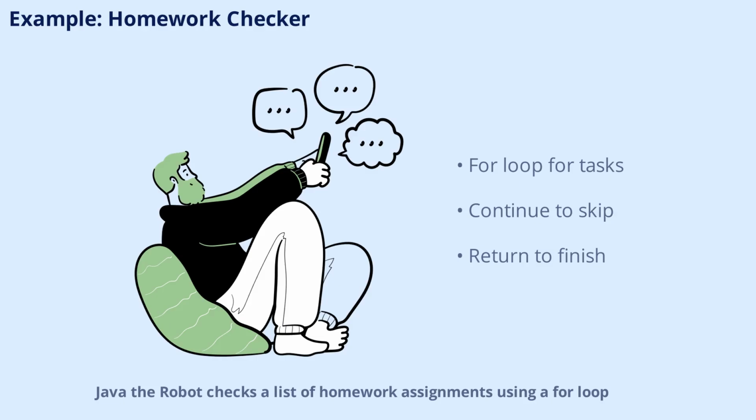Java the robot checks a list of homework assignments using a for loop. If an assignment is missing, he uses continue to skip it and checks the next one. If all are done, he uses return to finish early. This example shows how loops and jump statements help automate tasks.